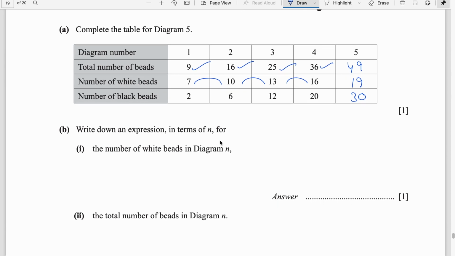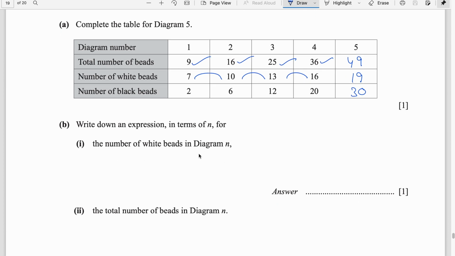Write down an expression in terms of n for the number of white beads. So the number of white beads is 7, 10, 13. There's a constant difference. So the term is a plus n minus 1 into d, where a is the first term, n is the term number, and d is the common difference between them. 7 plus 3n minus 3. 7 minus 3 is 4. So 3n plus 4.